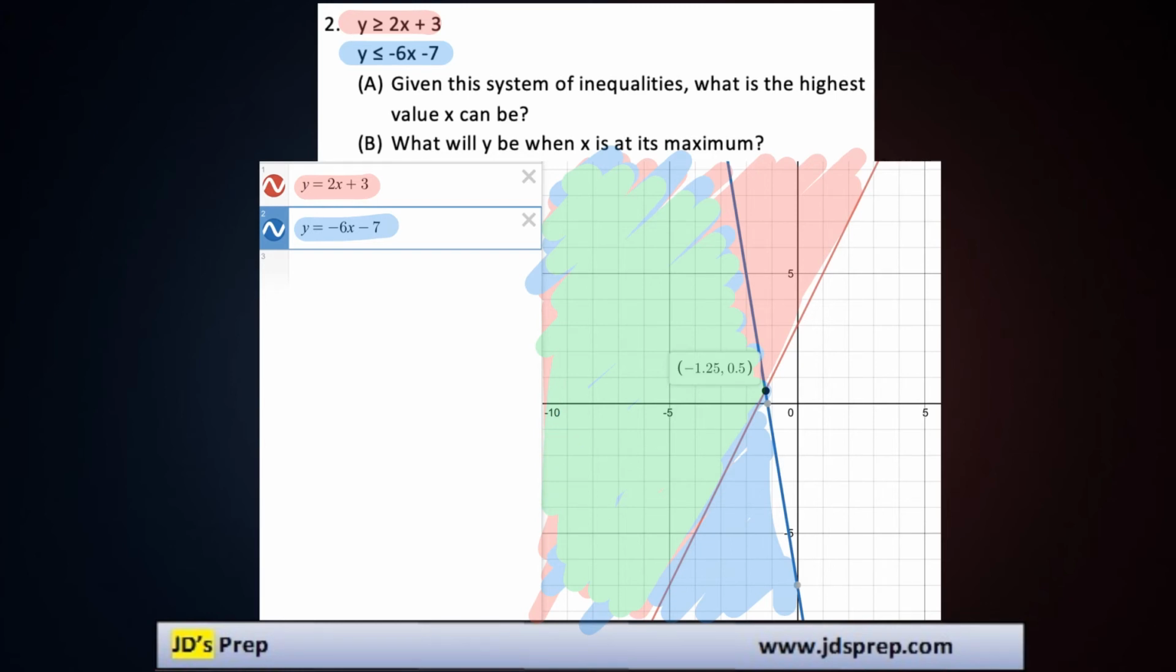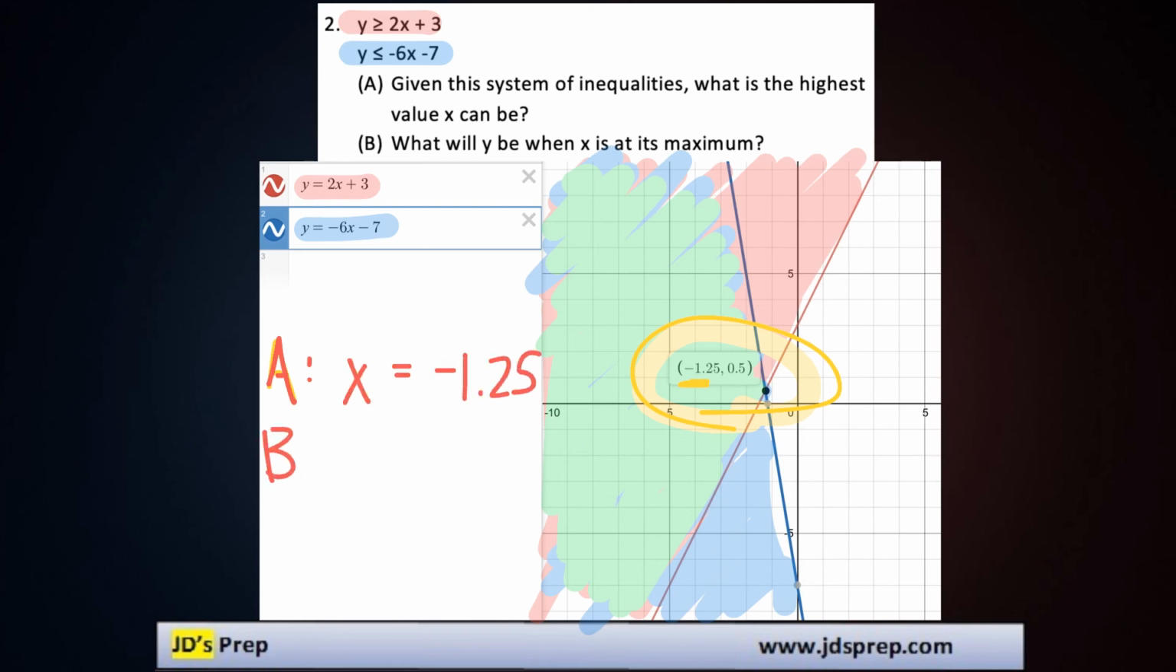Now, the question is, given this system of inequalities, what is the highest value x can be? Well, using your graphing calculator again, you will want to find out the point where these two lines intersect, and we can see that that happens here at the point negative 1.25, 0.5. So that represents the highest x value, negative 1.25. So to answer part A, our highest x value is negative 1.25.